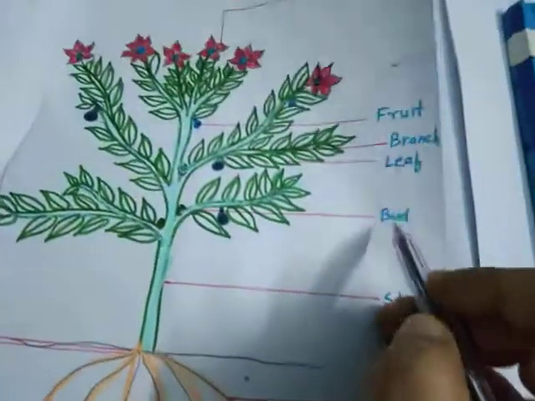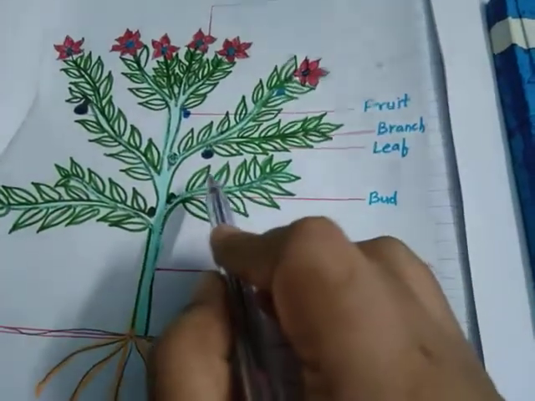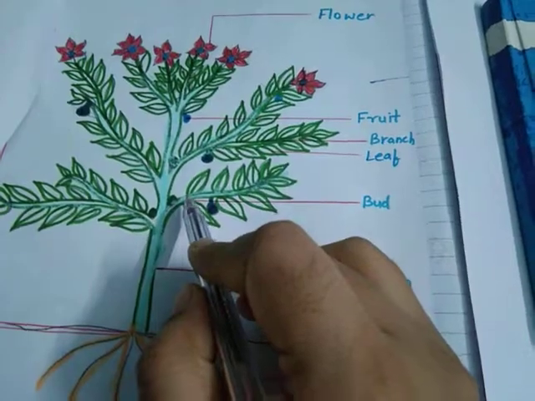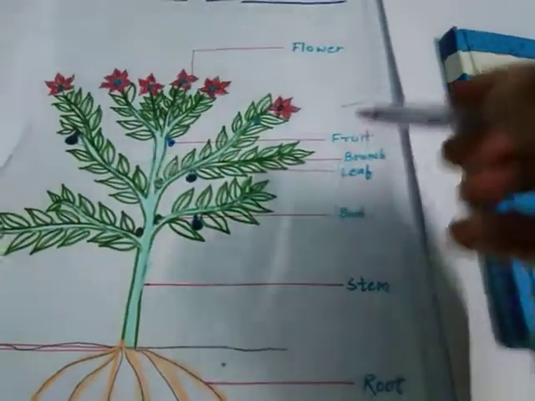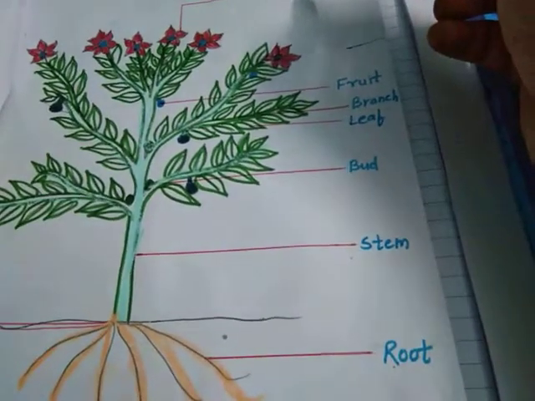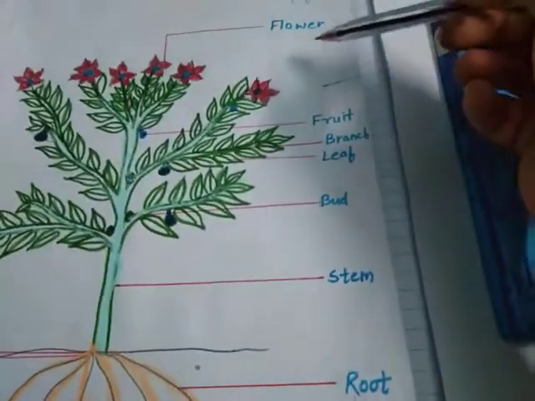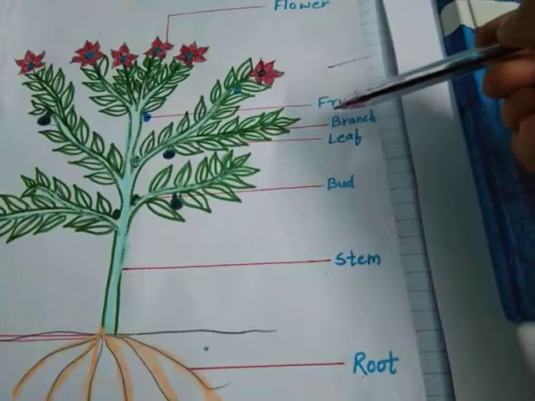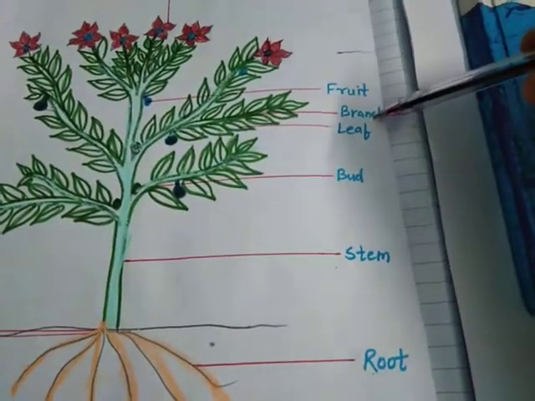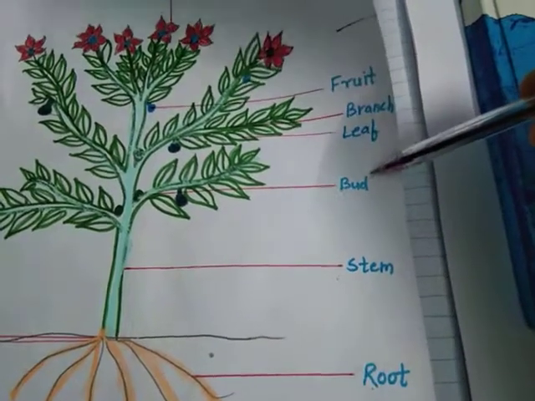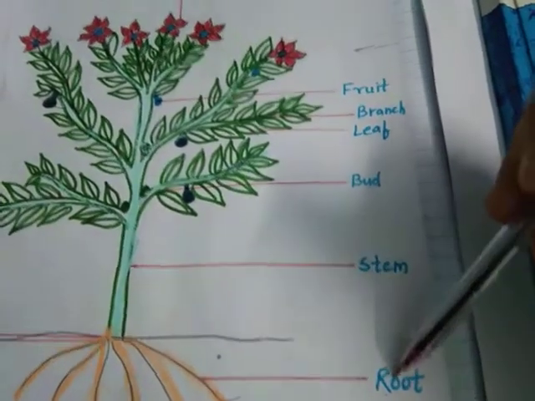Here some birds are also available on the plant. These are the basic parts of a plant: flower, fruit, branch, leaf, bud, stem and root.